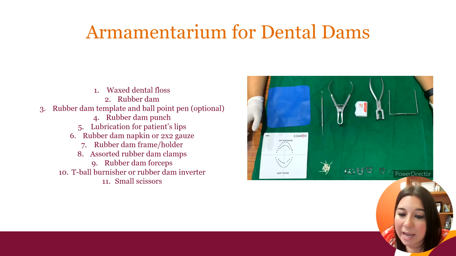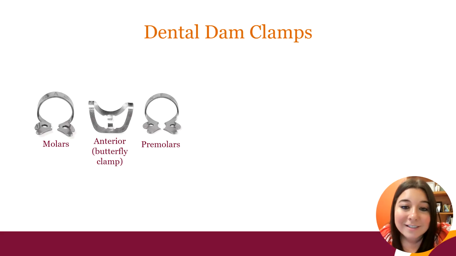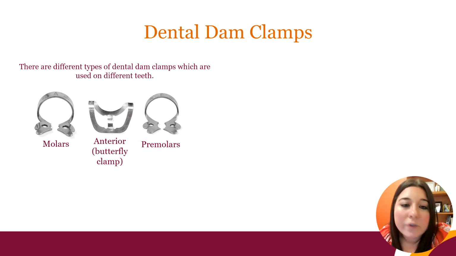I often use a gold plastic flat instrument just to help get the sides of the rubber dam over the wings of the clamps, and then small scissors are helpful as well. So let's discuss dental dam clamps. There are a few different types of clamps. They are used on different teeth.